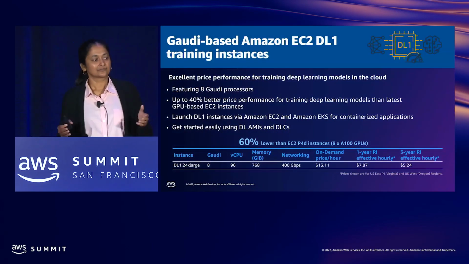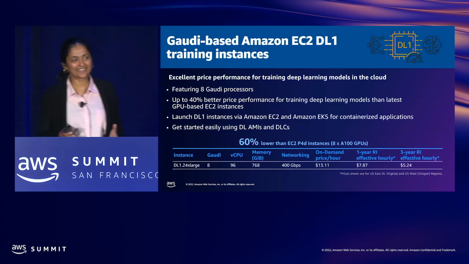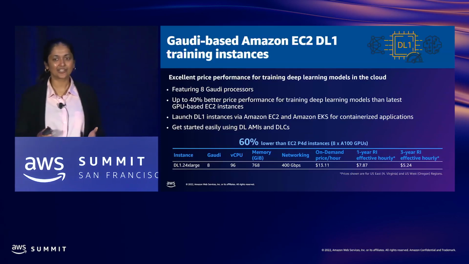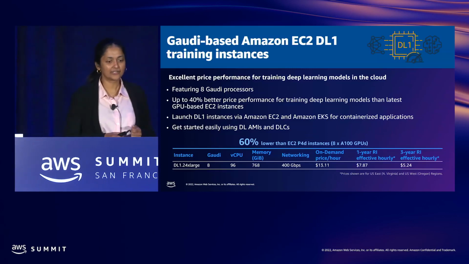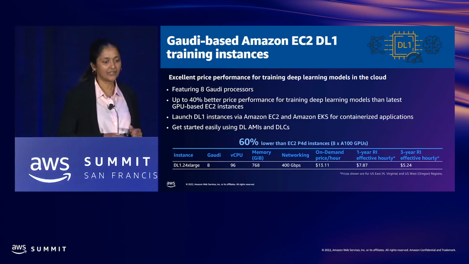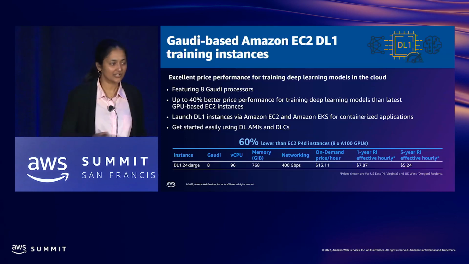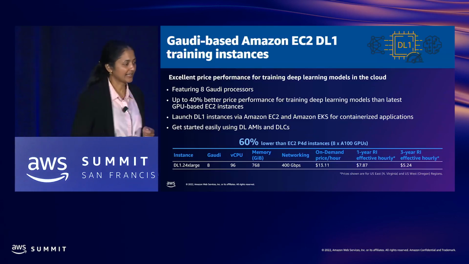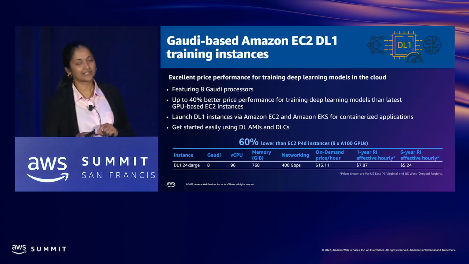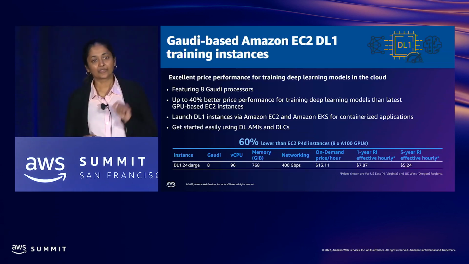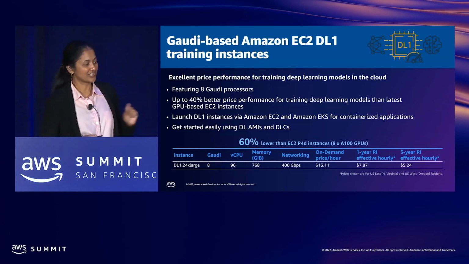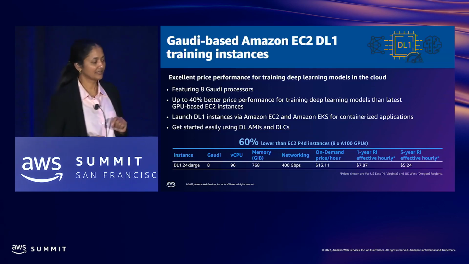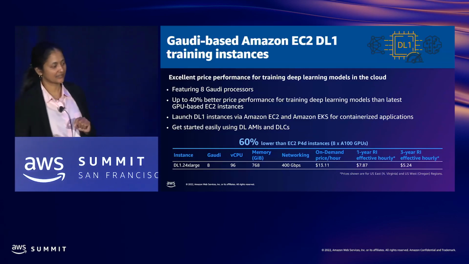Okay, so all this goodness, how do I get started, right? Where do I get my hands on a Gaudi? Gaudi is available on EC2, the DL1 24xlarge training instances. You can get started right away. It has excellent price performance, up to 40% better price performance than training with leading GPU-based instances. It's 60% of the on-demand price of the P4d instance.